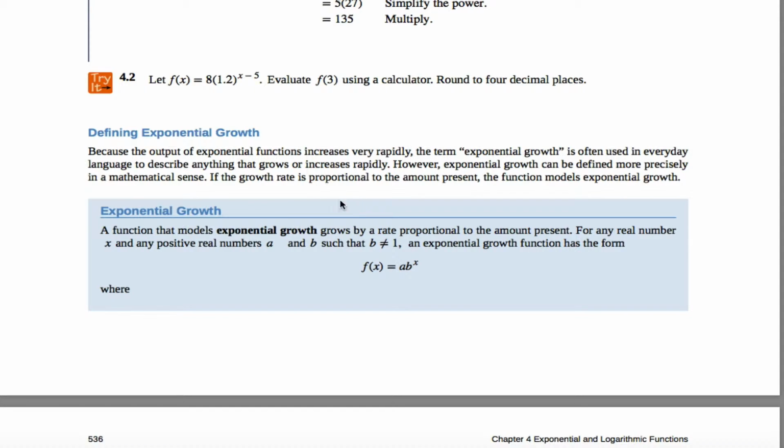All right, here's Try It 4.2. I'm going to work through this problem. I guess I should follow directions. I would prefer to do this problem without a calculator and without rounding.